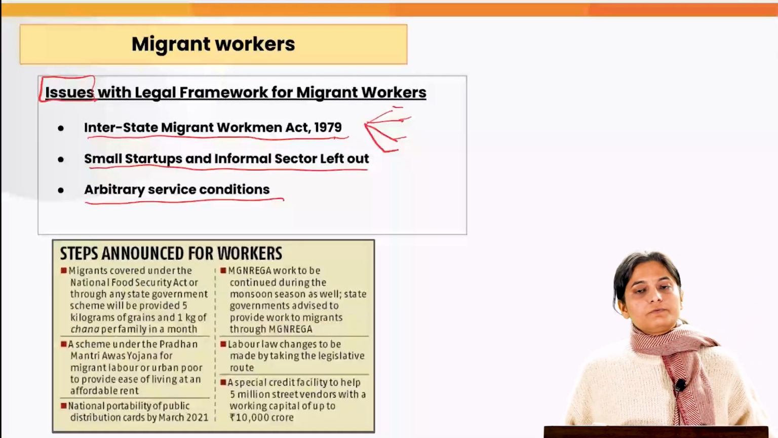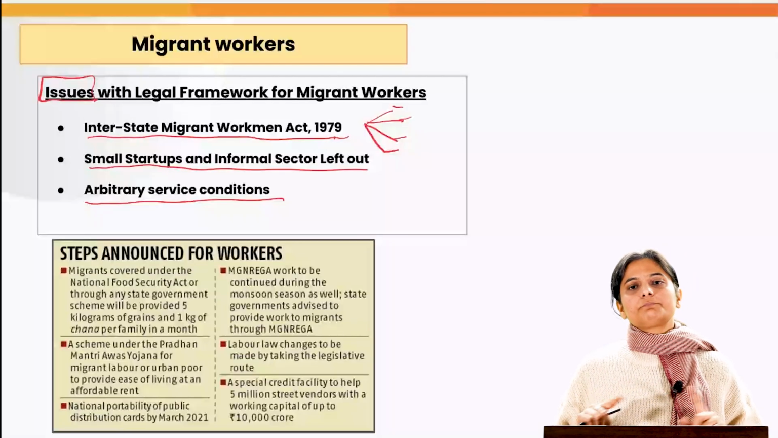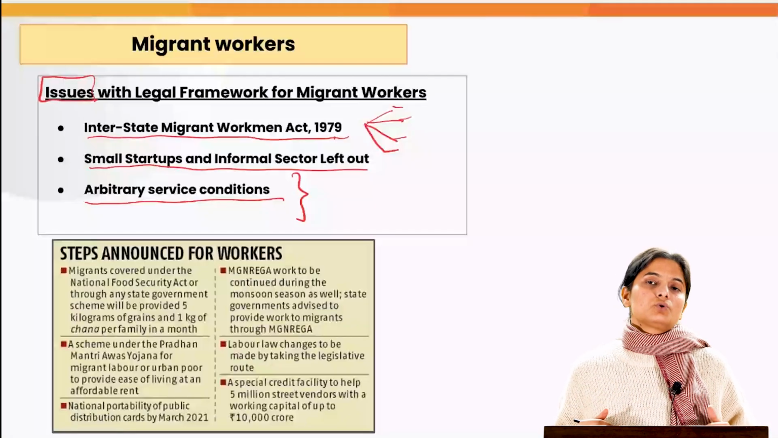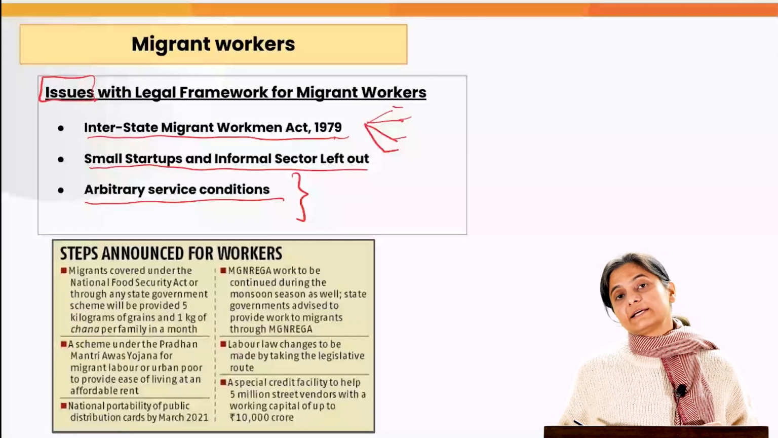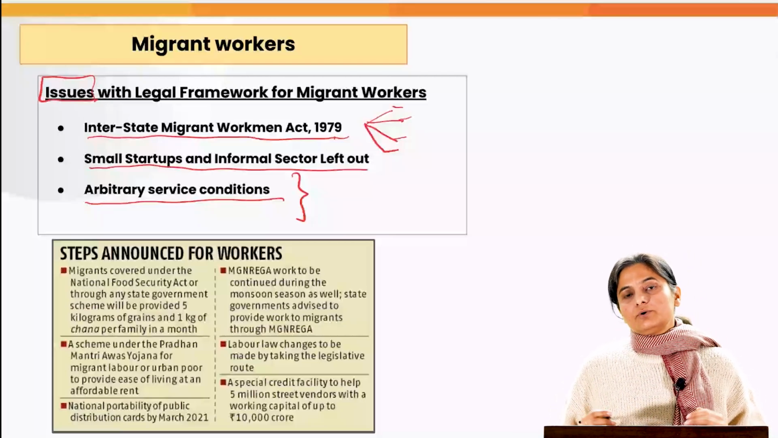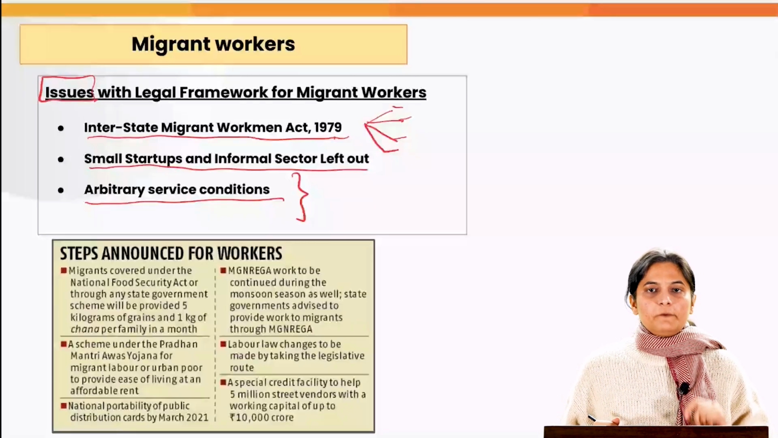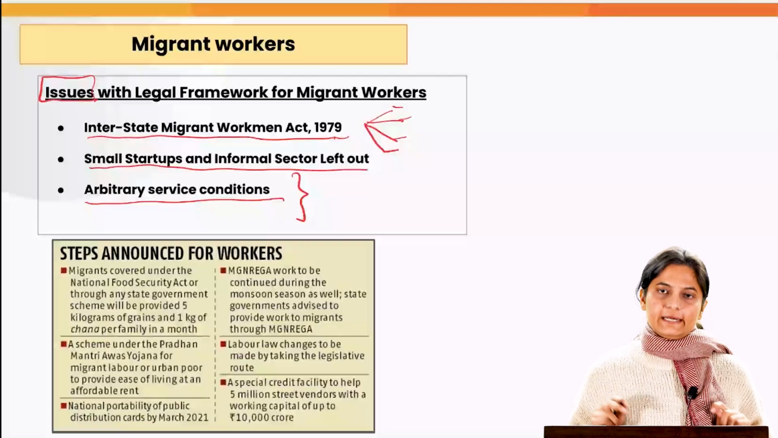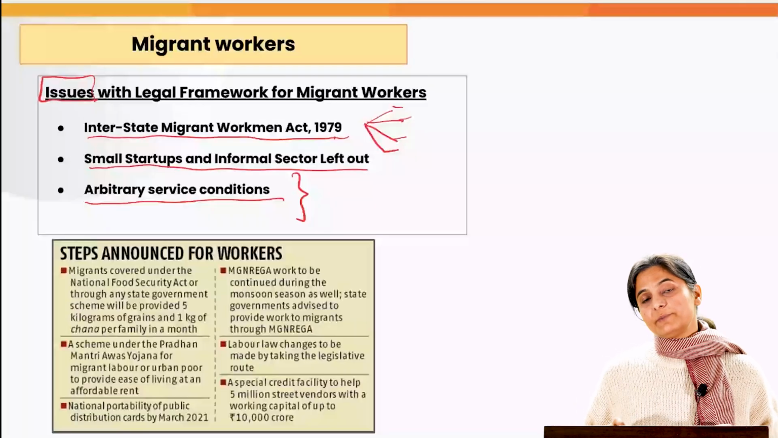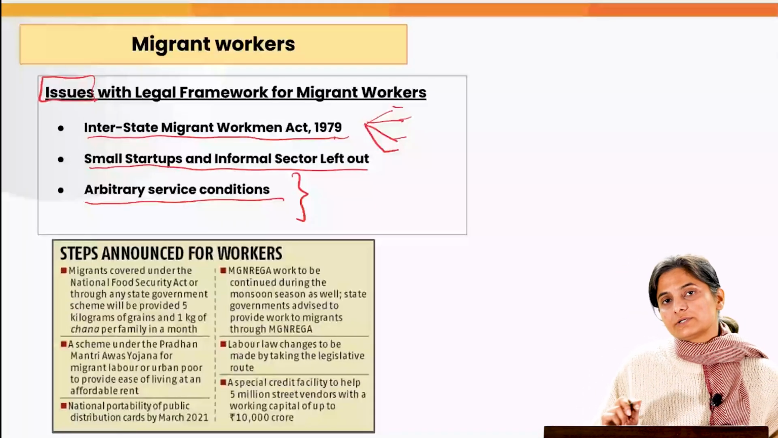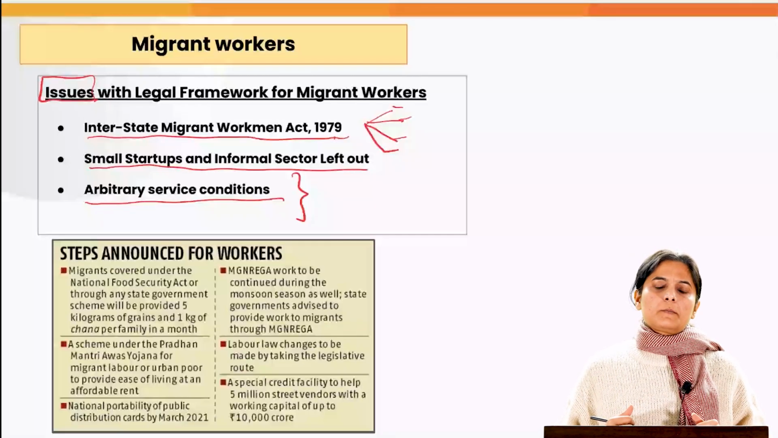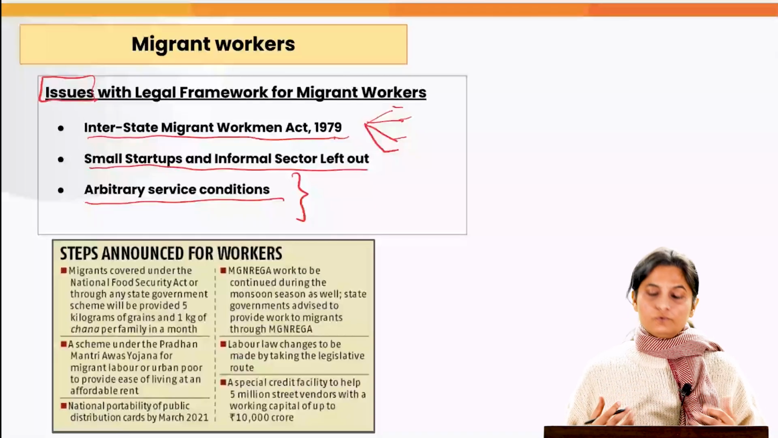And when they are left out, of course, there are arbitrary working conditions that vary from person to person, and they get abused and exploited because of the lack of a standardized code. Now, in this background, as we passed through COVID-19, we saw there was a crisis with respect to migrant labor also. When we were struggling through the COVID-19 crisis, the government came out with certain steps. They were related to various aspects of life: work, health, cooking and eating, and also food security.